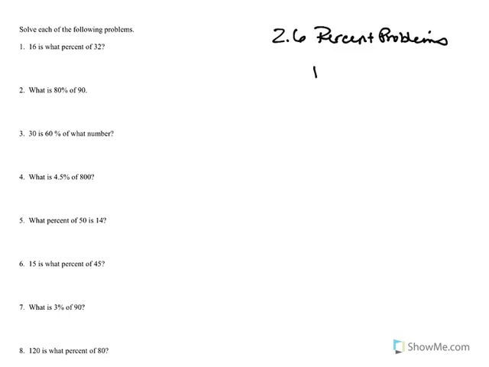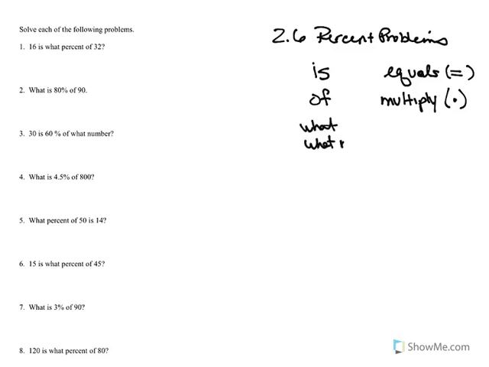So "is" means equal, okay? "Of" means multiply. "What number," "what percent," all of those represent the unknown, which means variable.